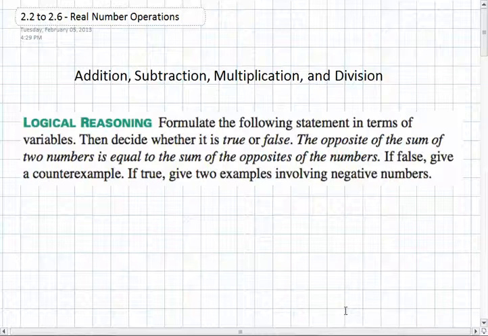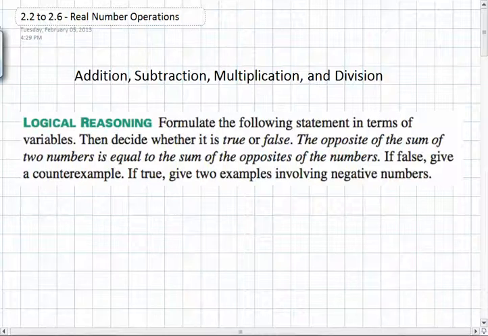So first, a logical reasoning problem which states, formulate the following statement in terms of variables, then decide whether it is true or false. The opposite of the sum of two numbers is equal to the sum of the opposites of the numbers. If false, give a counterexample. If true, give two examples involving negative numbers. So it's important that we approach this problem and do it in the order that it's asking.